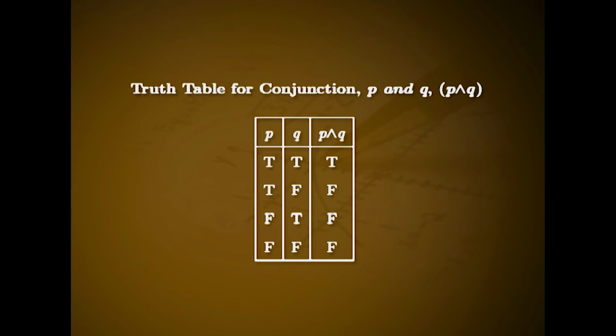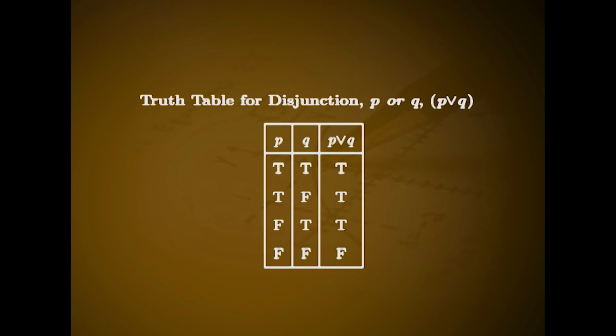If P true, Q true, P and Q is true. If P true, Q false, P and Q is false. If P false, Q true, P and Q is false. If P false, Q false, P and Q is false. Next is truth table for disjunction P or Q.